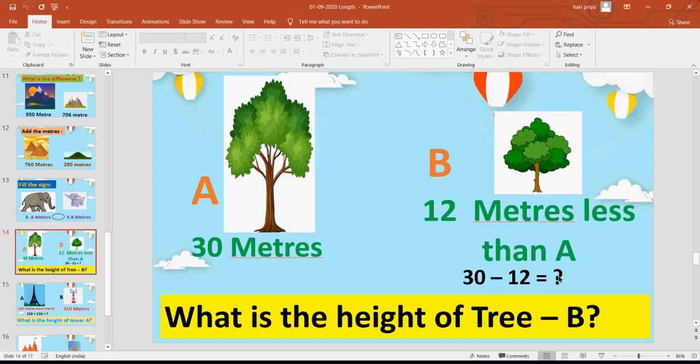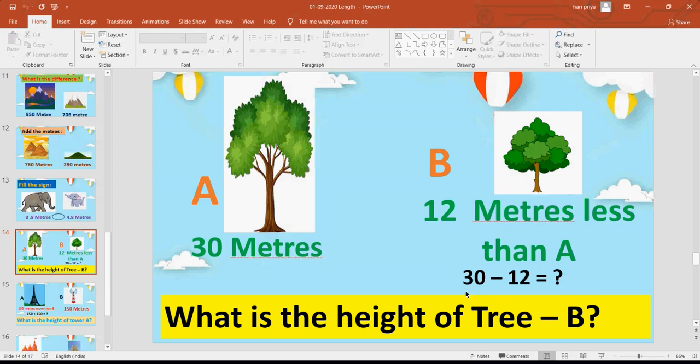In this type of question, you are going to read the question carefully. You are going to find the clue word hiding behind, and find the answer with the clue. You are going to read the question very carefully, understand it carefully, and then solve it. So the height of the tree B is 18 meters.